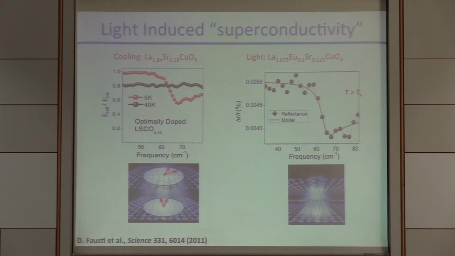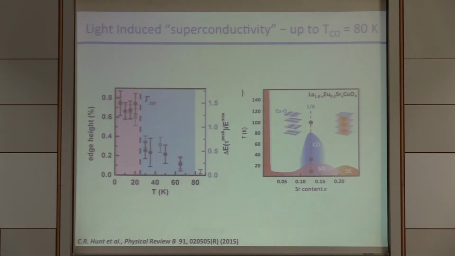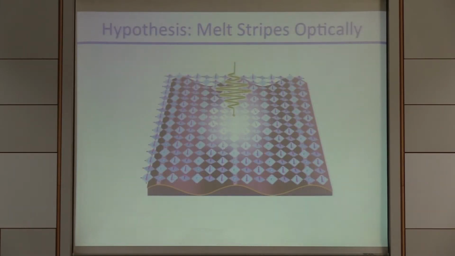Okay? And more work has shown that you can see this edge all the way to the stripe order temperature in LESCO. And maybe if you squint, you can even see it all the way to the charge order temperature. But anyways, this is somewhat broadly consistent with the idea that one can only induce superconductivity or transient plasma edges up to the temperature where the stripes were there to start with. Okay? So this is somehow broadly consistent with our hypothesis. Right, so this is the hypothesis we're working on.